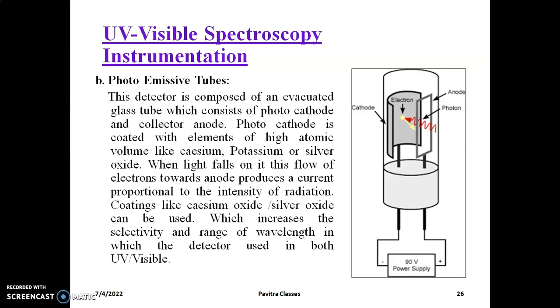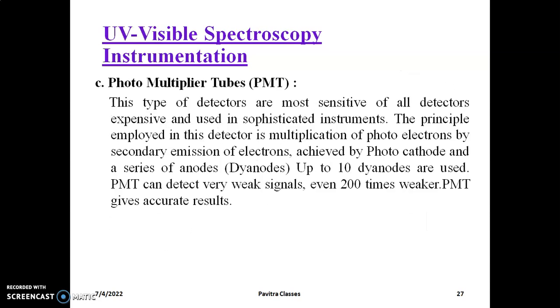Whenever light falls on the cathode, it produces a current proportional to the intensity of the light. The electrons get mobile, and it gives a potential difference between the cathode and anode, giving the flow of current. Usually this detector increases the selectivity for the compound. It can be used in a wide range of wavelengths. The advantage is that it can be used in the UV as well as the visible wavelength range.